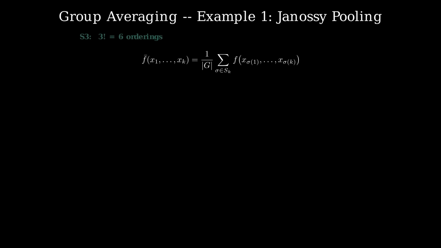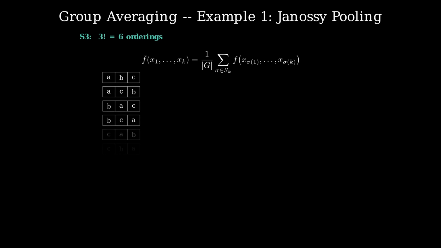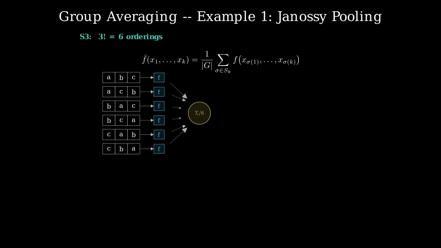For k equals 3, S3 has 6 elements, 6 permutations. Suppose our input is A, B, C. We enumerate all 6 orderings: ABC, ACB, BAC, BCA, CAB, CBA. We apply F to each ordering, sum the results, and divide by 6. The output is the same regardless of which order we originally presented A, B, and C.